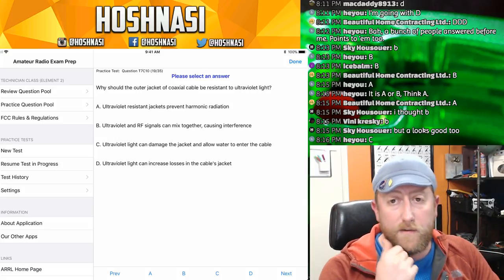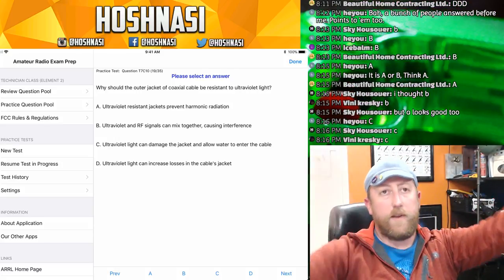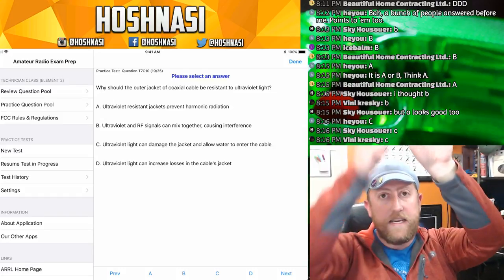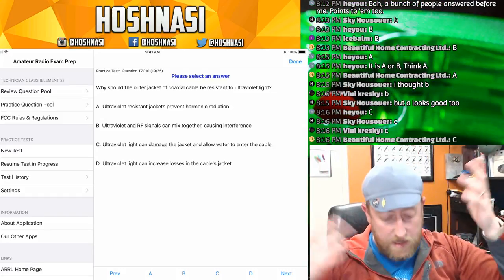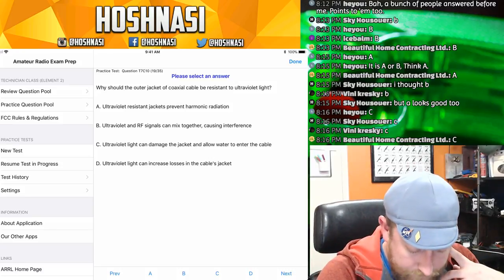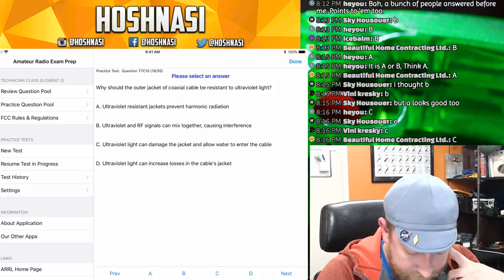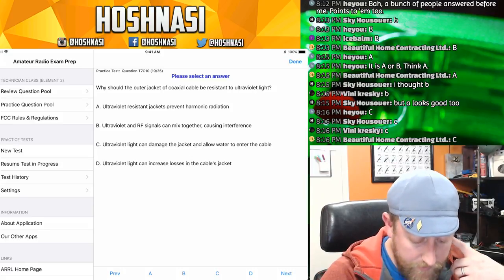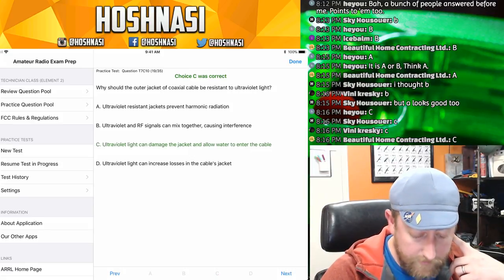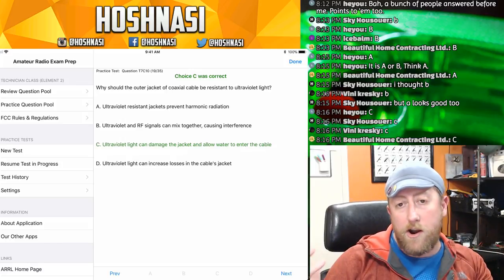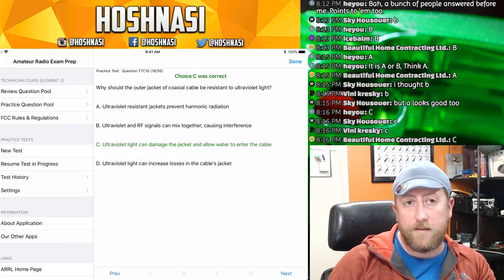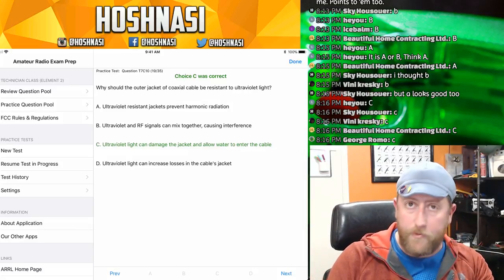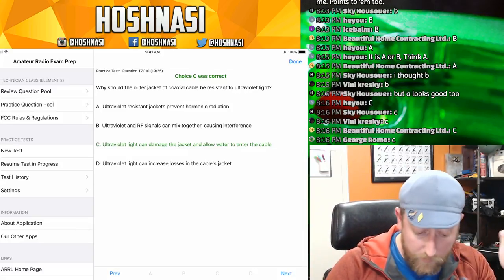So what is a coax doing? The center post of the coax is where your driven end is, and the shielding is where it comes back down. Ultraviolet light doesn't do anything to RF. So the only thing it would do is break it down and allow water in. You don't want water in your coax because it turns it into a dummy load. It stops resonating. Hopefully that makes sense.